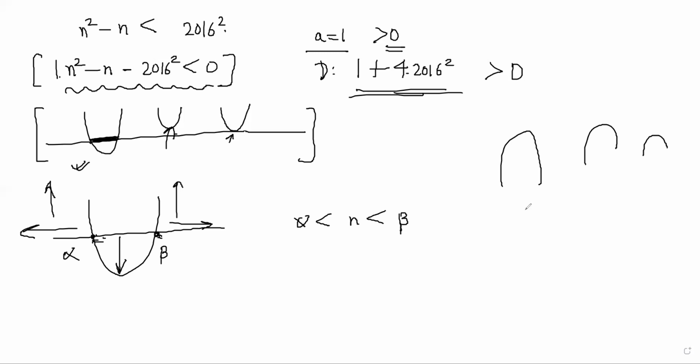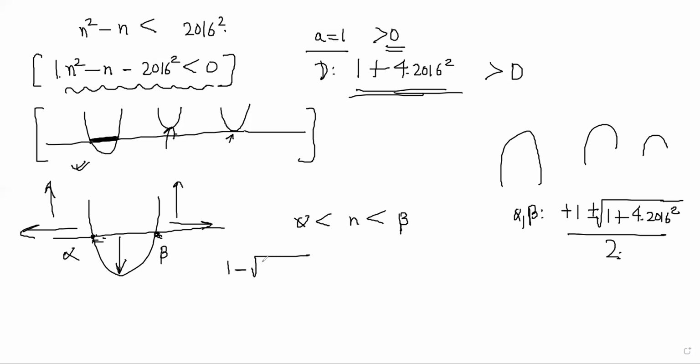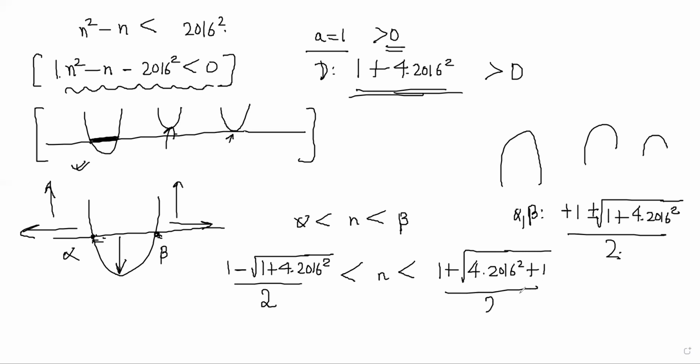So let's write the roots. Alpha, beta is simply minus b, so 1 plus minus the root of 1 plus 4 into 2016 square, over 2 into 1. So my smaller root is 1 minus root of 1 plus 4 into 2016 square, by 2, which is less than n, and n is less than 1 plus root of 1 plus 4 into 2016 square, by 2.